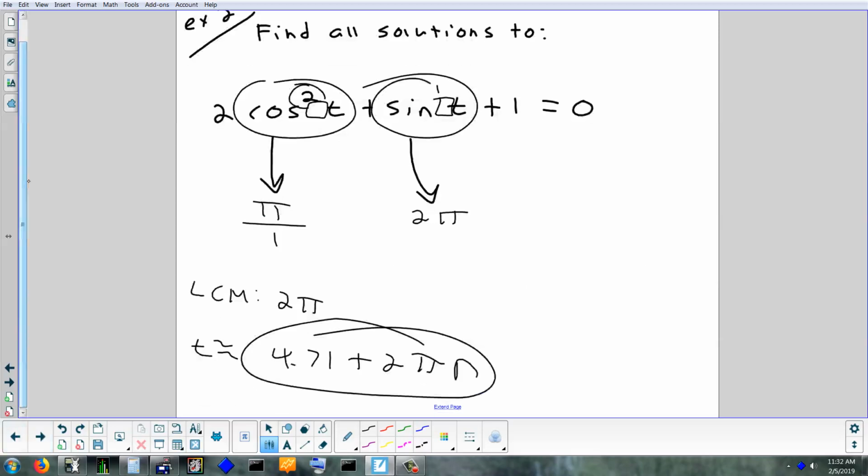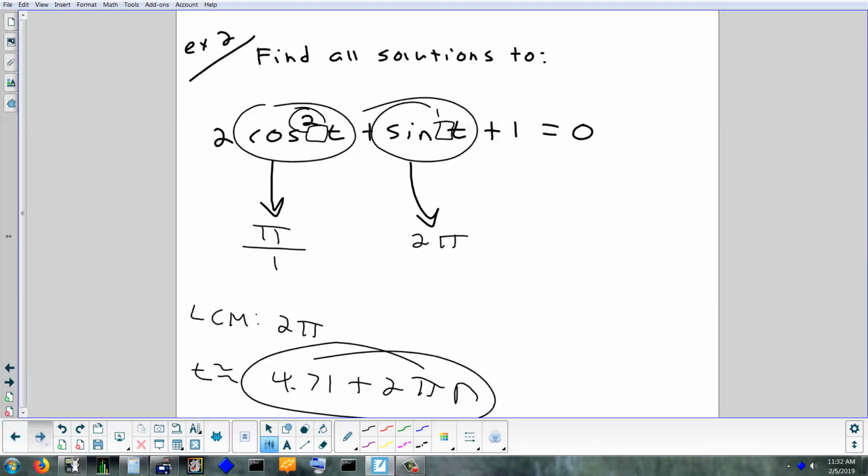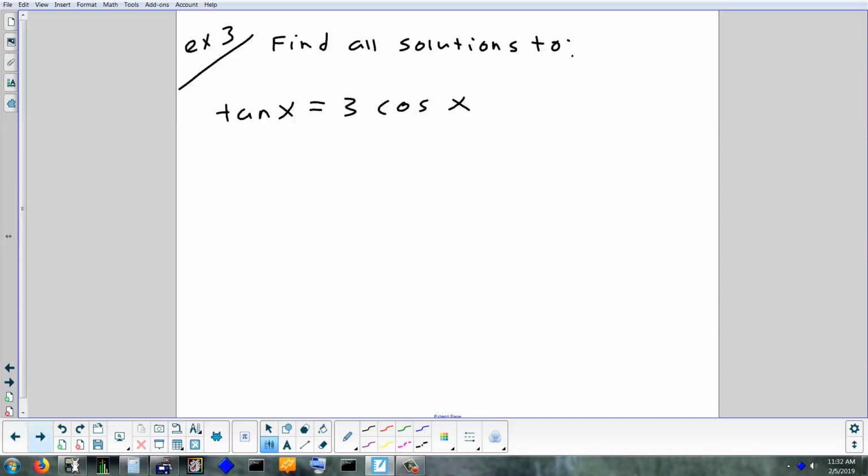Alright, let's look at this one. Now, if I want to solve this one the same way I solved the last one, what do I have to get it equal to first? Yeah, let's get it equal to 0. I think the easiest way is just to subtract something, it doesn't matter which one, and bring it to the other side.